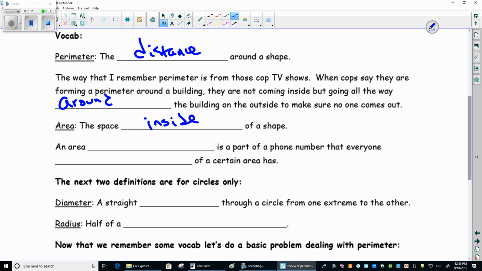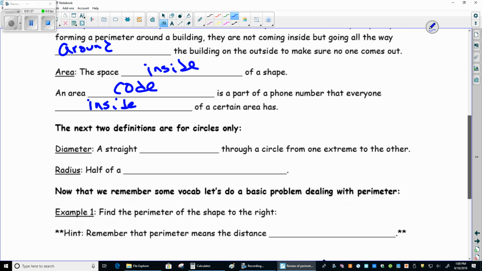The way that I remember this one, it's not as good as the whole forming a perimeter, is an area code. We're 716 here. I know if you go a little bit east, you're 585, but everyone that is inside of a certain area has the same area code. Like my dad used to work down in Pennsylvania. His was like 814 or something like that. So area code is everyone inside. That's, again, the weed block. Where the perimeter is the outside.